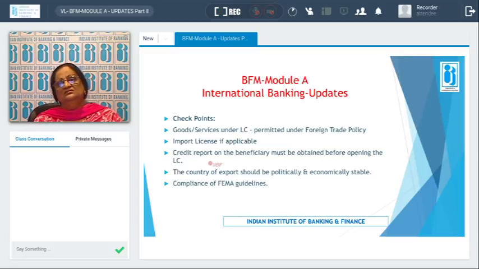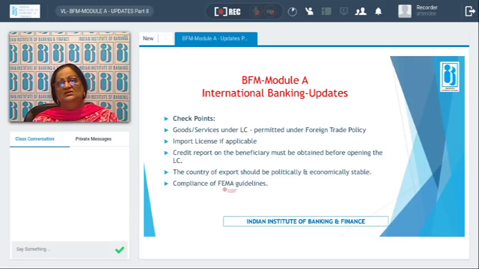Another important thing is the credit report on the beneficiary. Now, the beneficiary means the exporter. So the exporter who is going to supply the goods from another country, we have to obtain a credit report. The banker has to obtain a credit report of the exporter before opening the LC, to know about the credibility of the exporter, to know that it is a genuine transaction. All this is very important from the money laundering point of view. So this is another important point which must be taken care of.